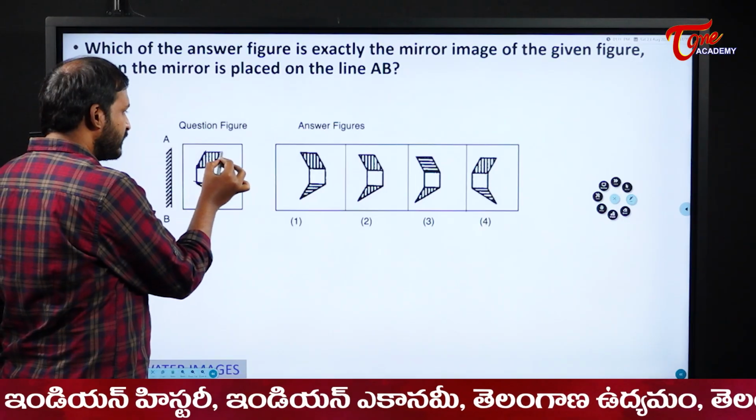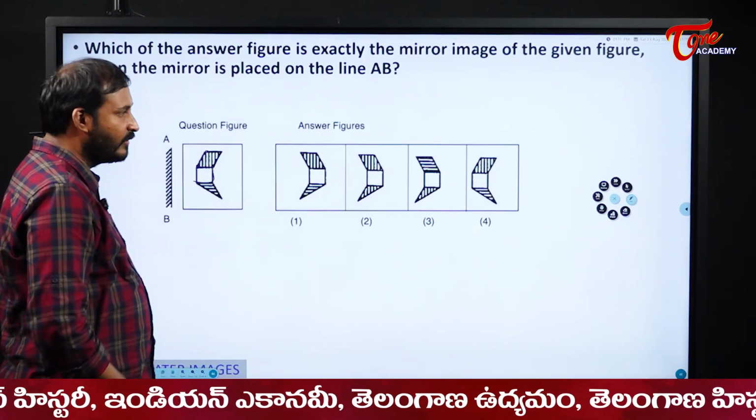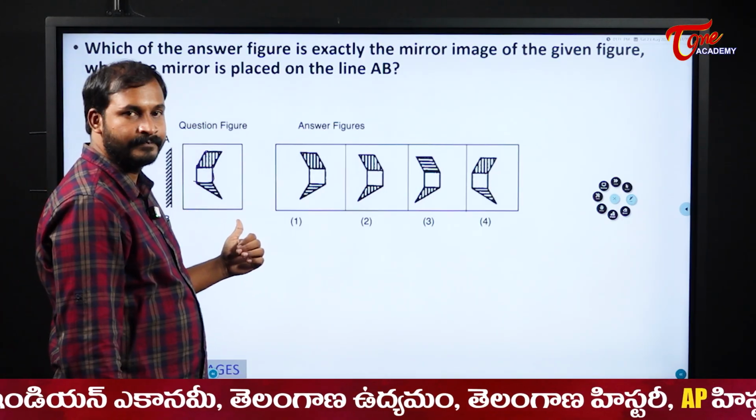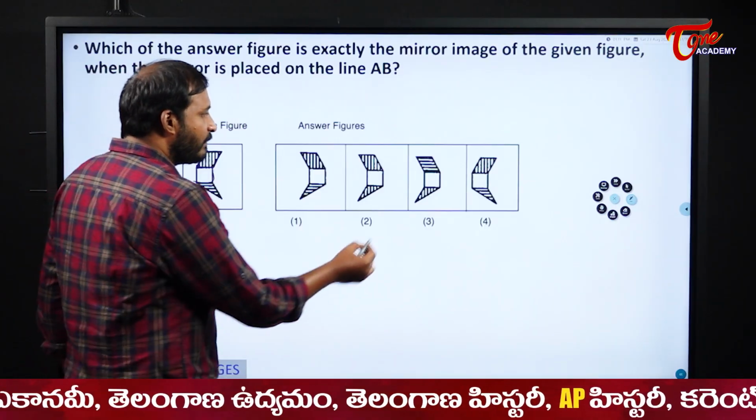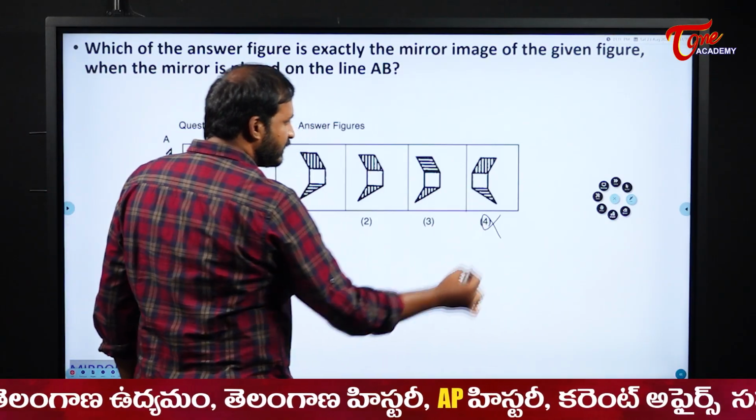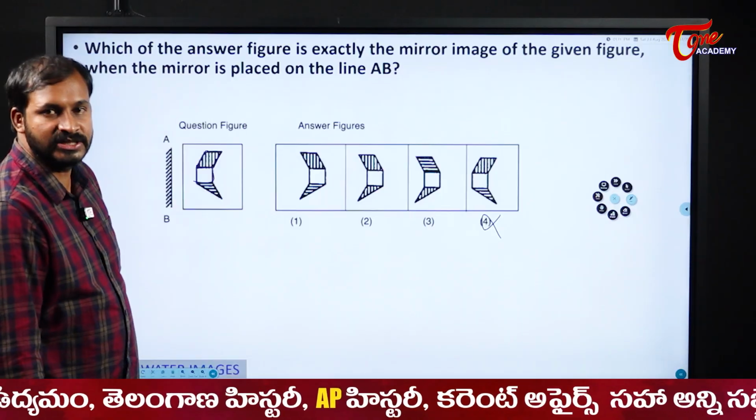This shaded portion is leaning towards the right, right. Now it should lean towards the left. But please observe here, this is still leaning towards the right. So that is not my answer.